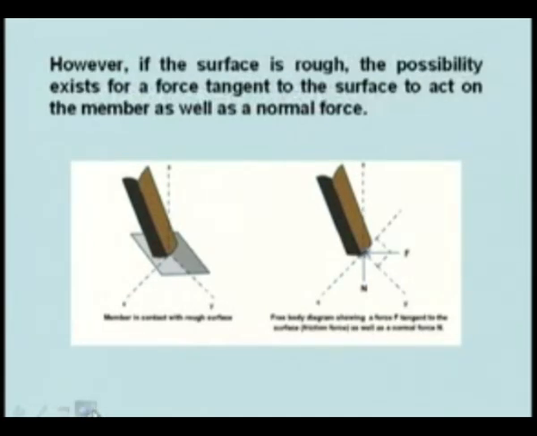However, if the surface is rough, the possibility exists for a force tangent to the surface to act on the member as well as a normal force. Now, if a member is in contact with a rough surface, the free body diagram shows a force F tangent to the surface as well as a normal force N. This force F is acting here, and there is a normal force N acting here. So this is F and this is N. So that reaction, instead of normal, can be at other angles also.